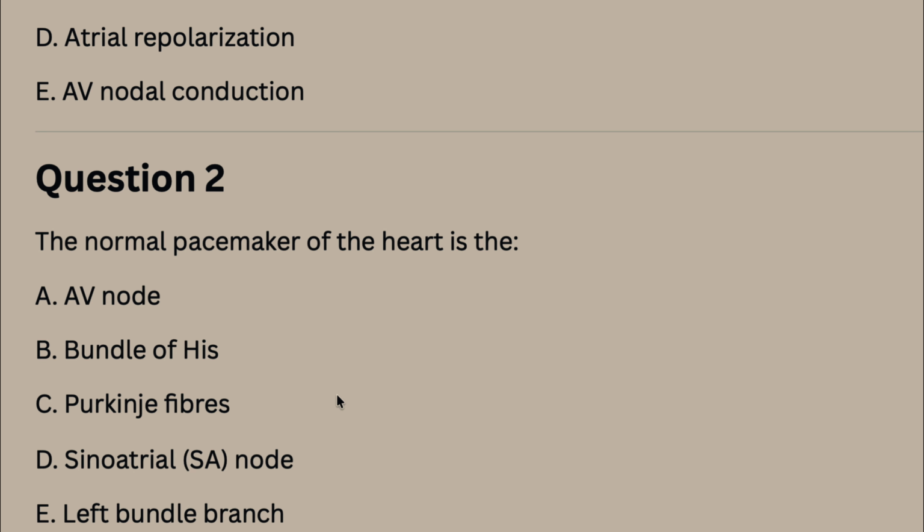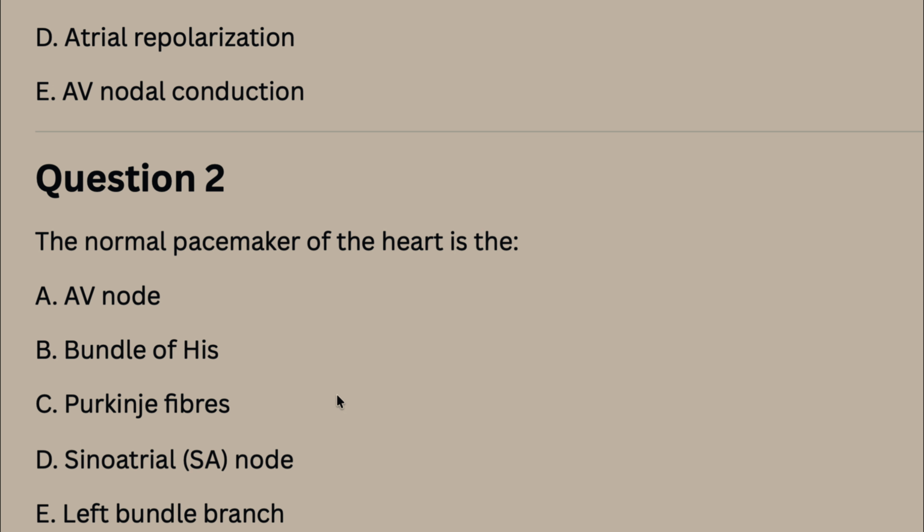The SA node spontaneously generates electrical impulses around 60 to 100 times every minute. This automatic electrical activity is known as automaticity. Now once the SA node fires, the impulse spreads through the atria and reaches the AV node, travels down the bundle and then splits into the right and left bundle branches, finally reaching the Purkinje fibers, which activates the ventricles.